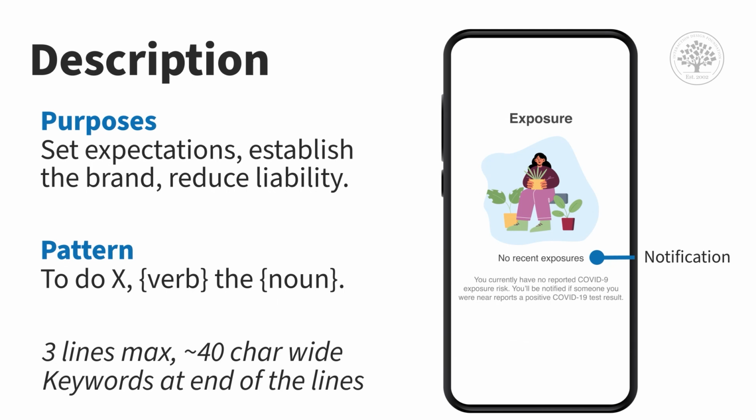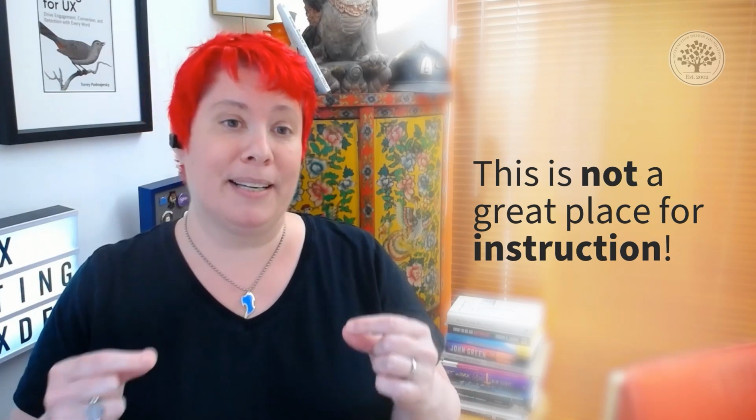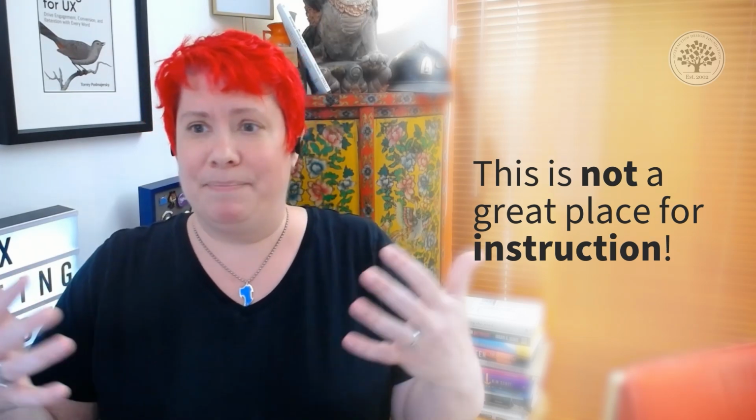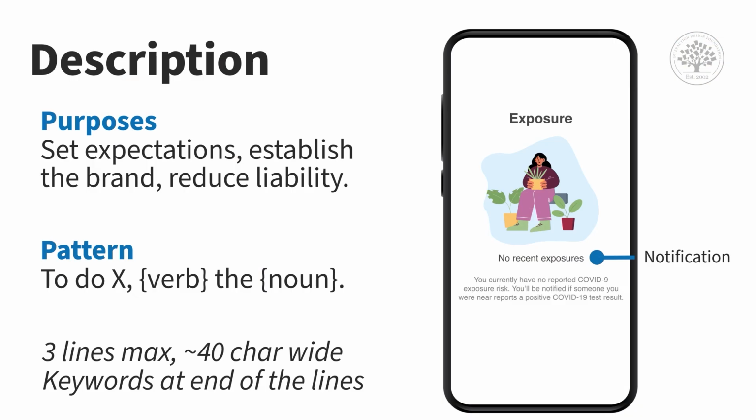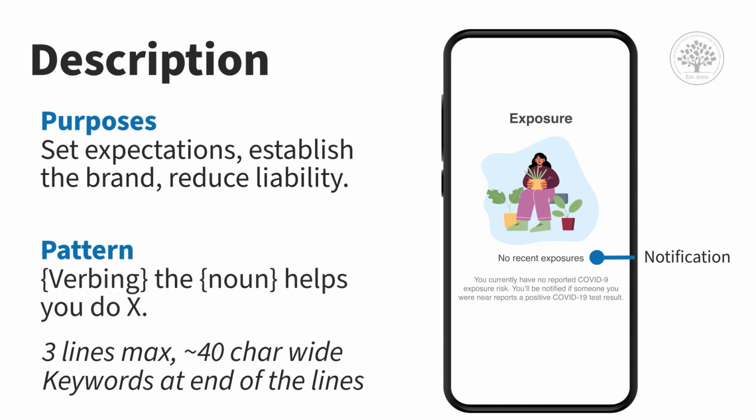So descriptions. The purpose of a description, the only reason to have these descriptions on the text is to set expectations, establish the brand, or reduce liability, right? This is not a great place for instruction because research shows people don't tend to read these. So really just set expectations, establish brand, reduce liability. And there's some great patterns for this. You can say to do X, verb the noun, or verbing the noun helps you do X.